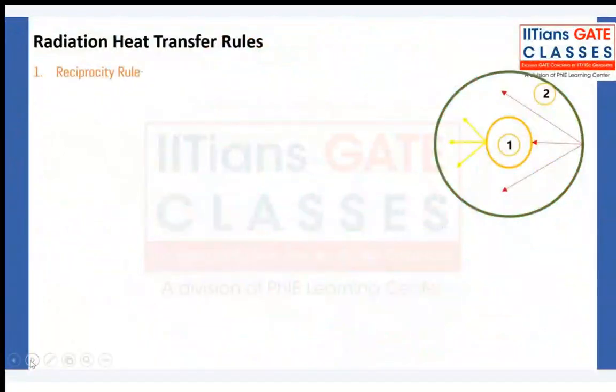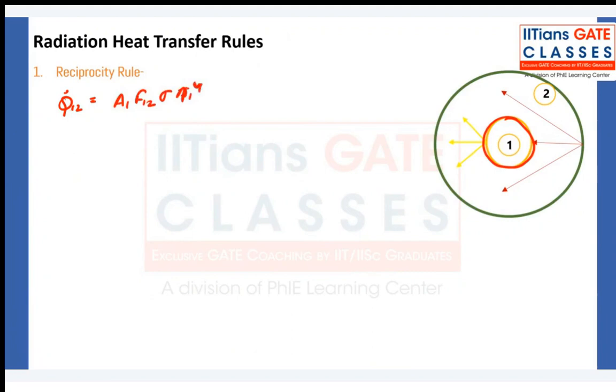Okay, so the reciprocity rule. What does the reciprocity rule mean? Again I'll write this equation. Let us talk about the net heat transfer from 1 to 2. The heat transfer from 1 to 2 will be A1 F12 sigma T1 to the power 4. Whatever the temperature is, it is going to emit based on that. And it will be absorbing also something, and that will be A2 F21 sigma T2 to the power 4. Whatever is emitted from 2, some portion will be absorbed by body 1.